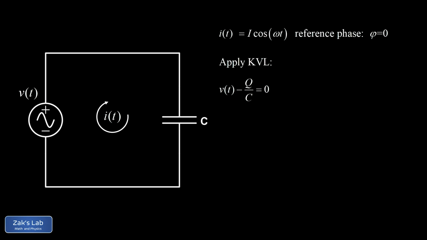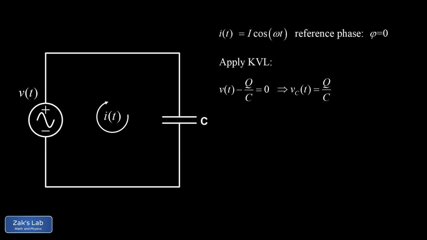Now the voltage of the power source is the same as the voltage drop across the capacitor, so we can go ahead and write that as V sub C. So the voltage across the capacitor as a function of time is just Q over C, where Q is also a function of time. The charge is changing on these plates.